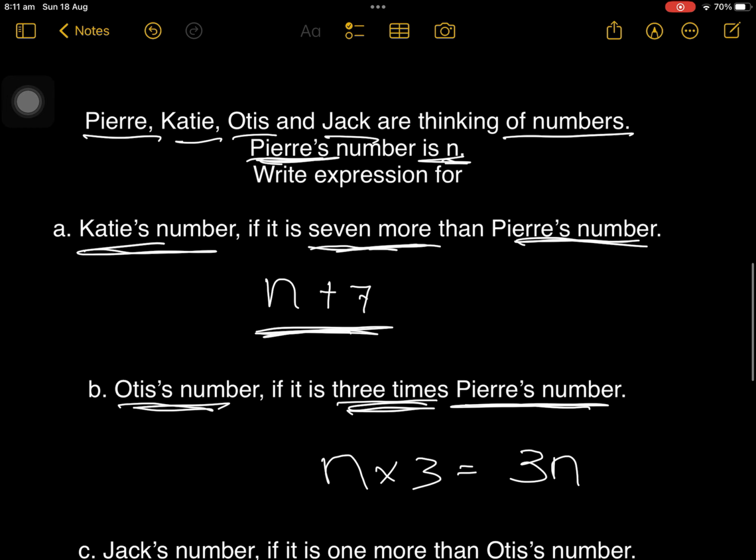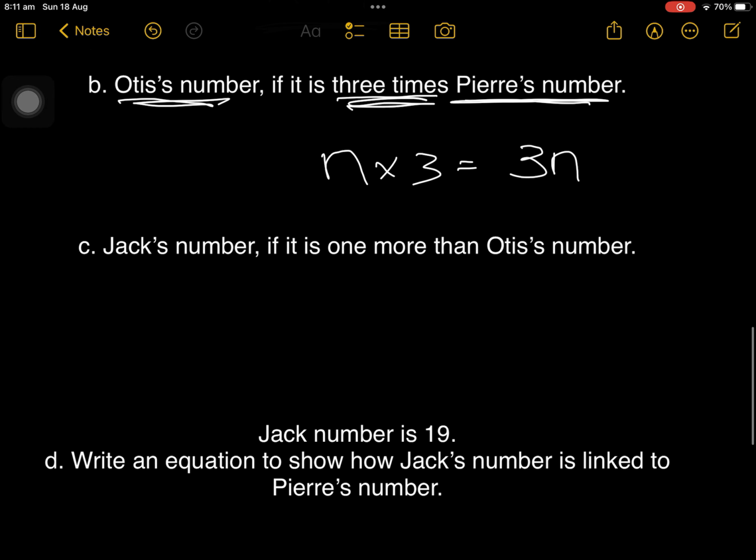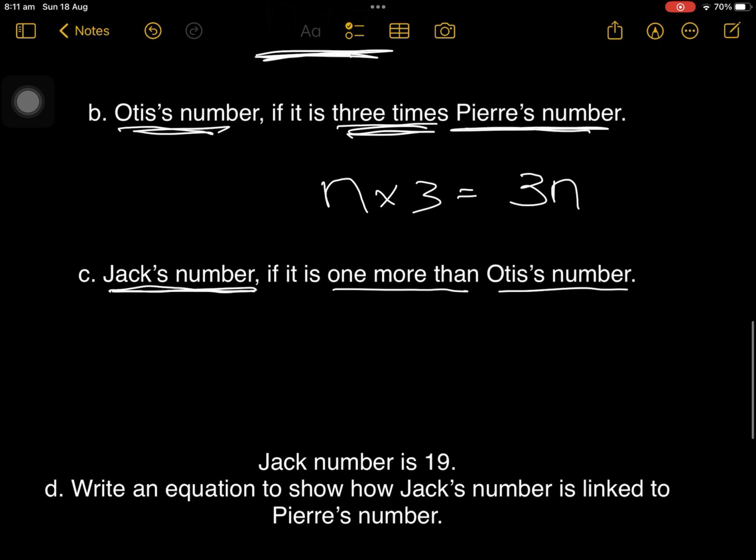One more. Since Fear's number is n, find Jack's number if it is 1 more than Otis' number. So look at letter B. Otis' number is 3n. But Jack's number is 1 more than Otis' number. So you just add 1 at the end. So Jack's number is 3n plus 1.